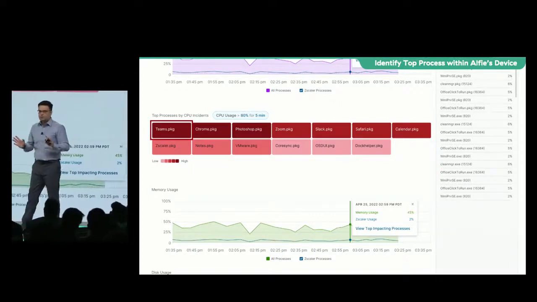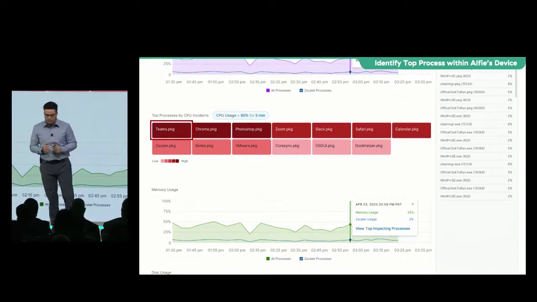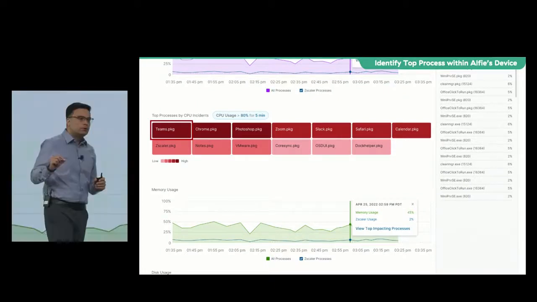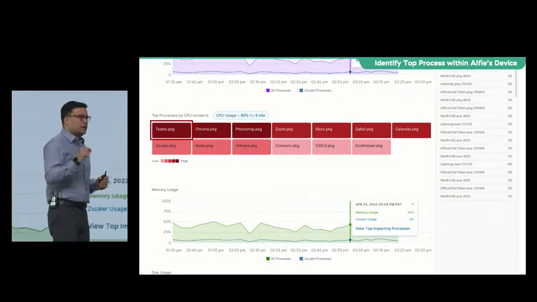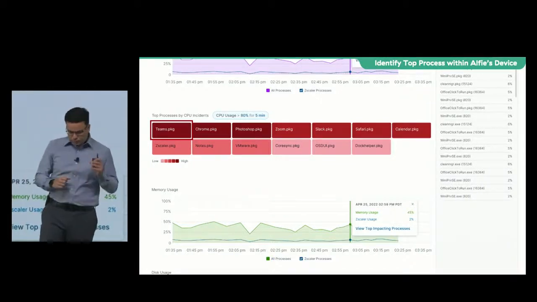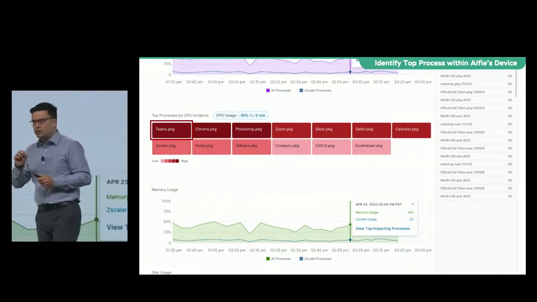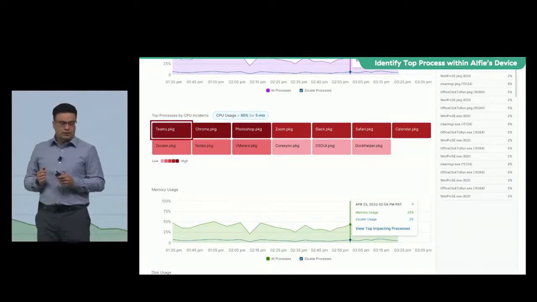So we are very transparent with it. We try to keep that footprint very, very small. We don't do any heavy processing on the client. So we will also tell you what is the impact of Zscaler client processes on your device as part of this. So you can clearly see, in this case, Microsoft Teams package, what is the CPU memory utilization of that on the device.